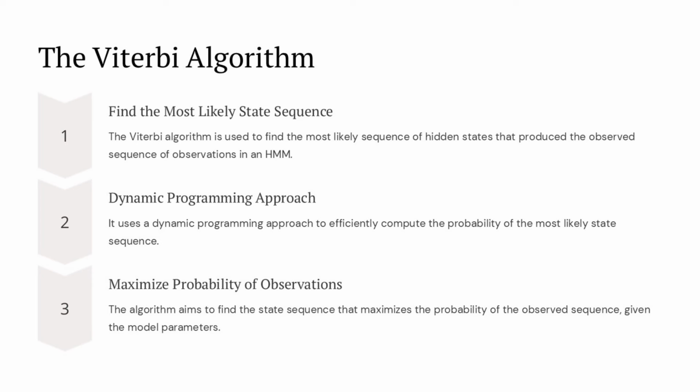The Viterbi algorithm is a powerful technique used to find the most likely sequence of hidden states in a hidden Markov model, HMM, that produce the observed sequence of observations. It employs a dynamic programming approach to efficiently compute the probability of the most likely state sequence. This allows it to handle complex models with many possible states. The key goal of the Viterbi algorithm is to maximize the probability of the observed sequence, given the model parameters. It does this by finding the state sequence that best explains the observed data. This makes the Viterbi algorithm a crucial tool for tasks like speech recognition, bioinformatics, and other areas where HMMs are used to model sequential data.